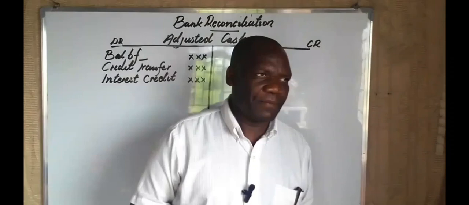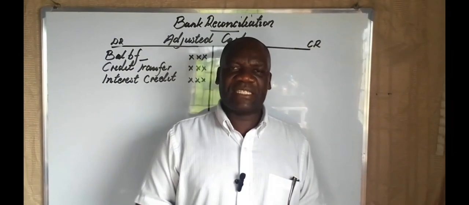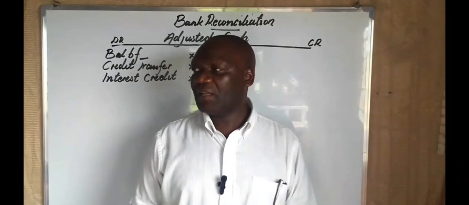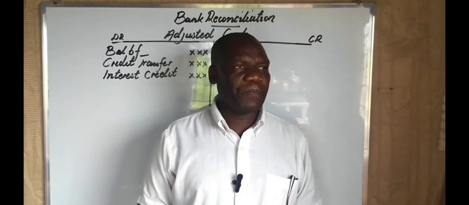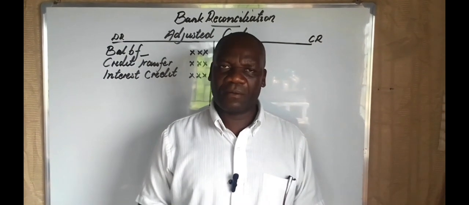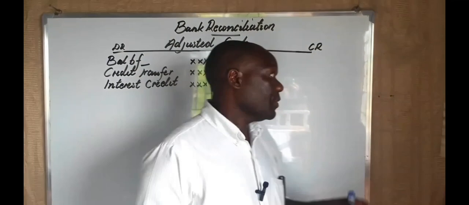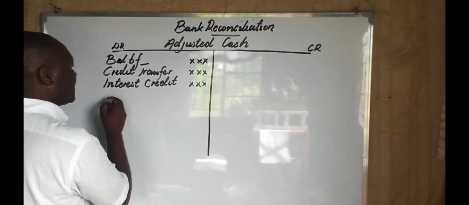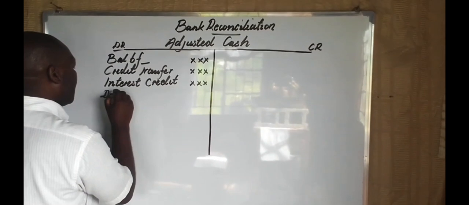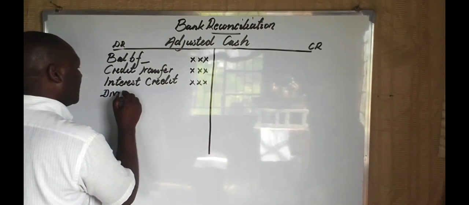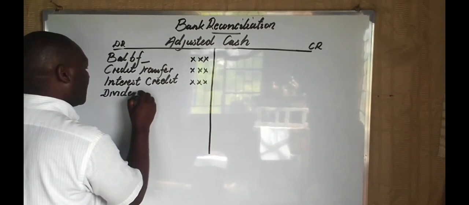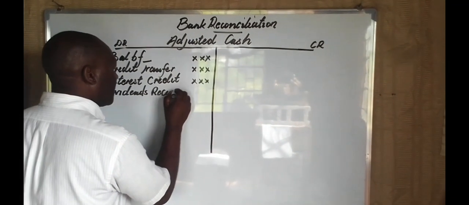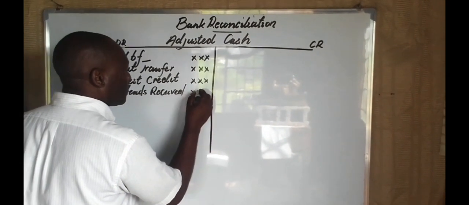The next item, the dividend received. In case you had invested in a certain company, you have been given the dividends, okay? Your account has been credited with the dividends. So it will come this way because you received the money. So it will be dividends received. Put it there.